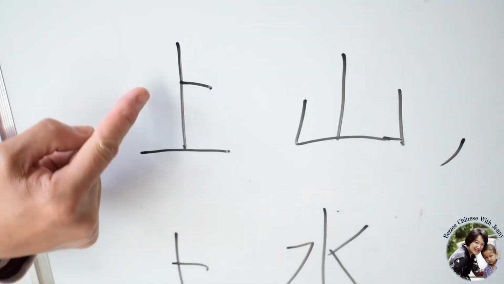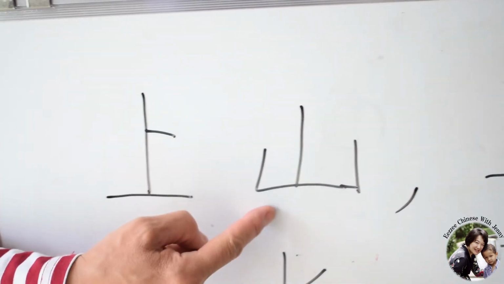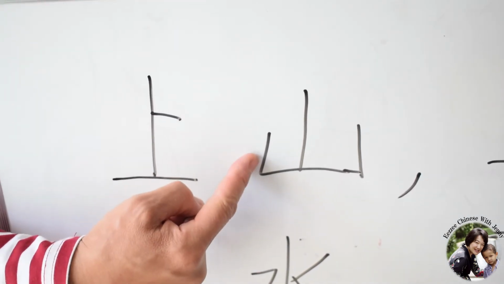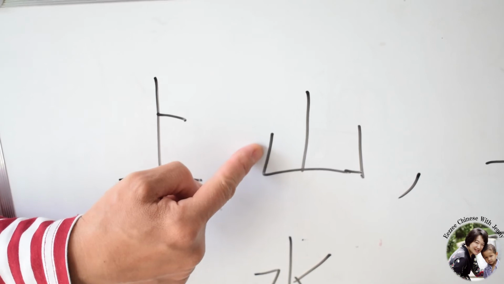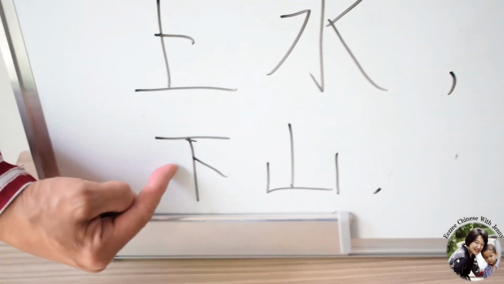Okay, let's do a game. Even though we have learned fewer than 20 words, we can use these characters to form phrases. Remember, we just learned this. Shang means up. We have learned this means mountain. Going up the mountain, shang shan. Or going down the mountain, xia shan.